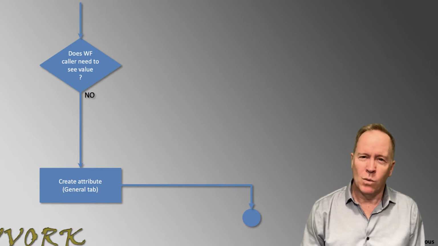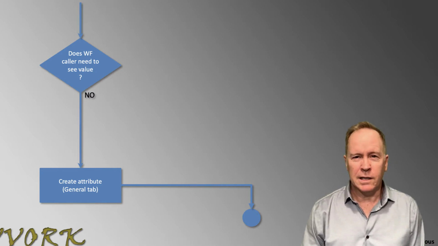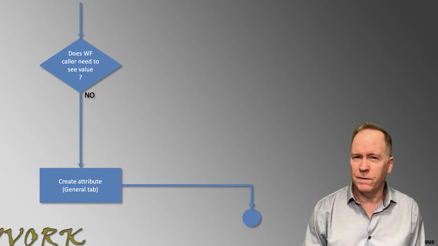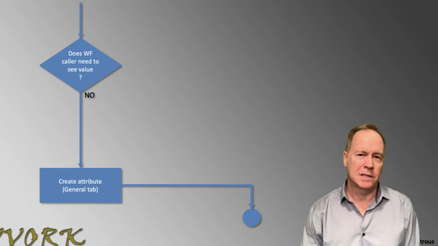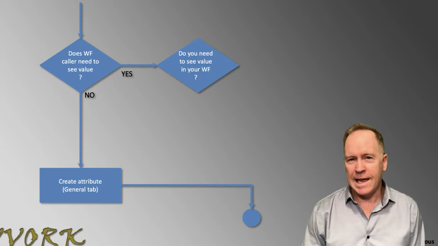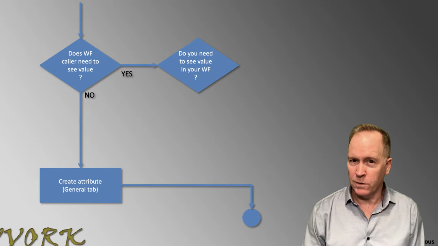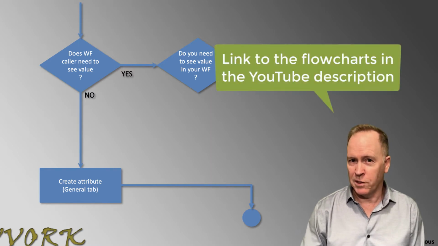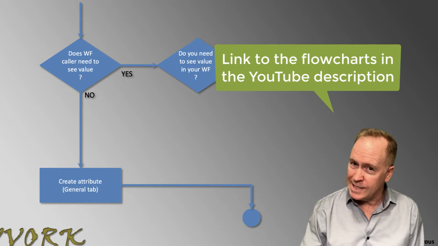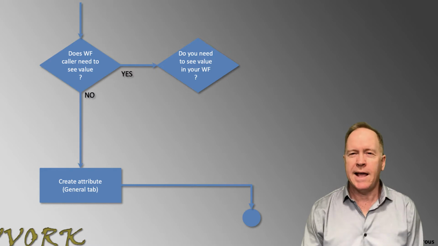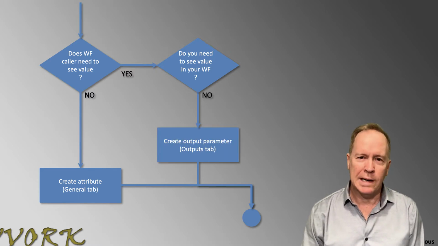On the other hand, if the workflow caller does need to see the value, then ultimately I'm going to need an output parameter. But even though the workflow caller needs to see the value of the particular variable, that doesn't mean I'm automatically going to create an output parameter. Instead, I'm going to ask myself another question, which is, do I need to see the value of the variable from within my workflow? So do I, not the person or the thing calling the workflow, but do I, the workflow developer, need to see, not change, but see what's in the value of that variable within the workflow itself? If the answer is no, then I will create an output parameter.